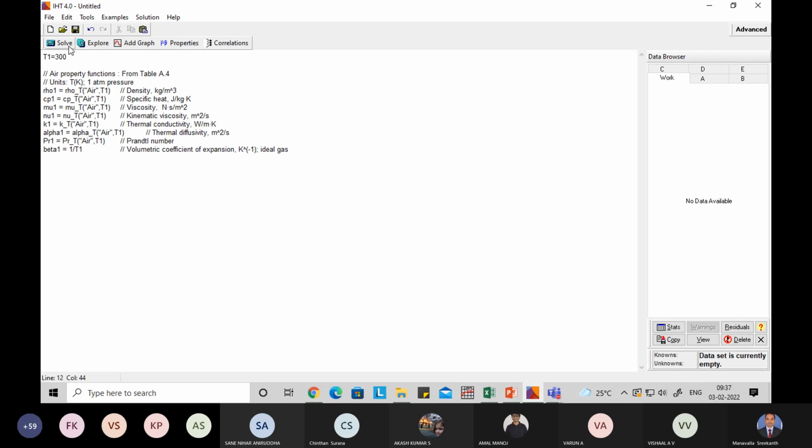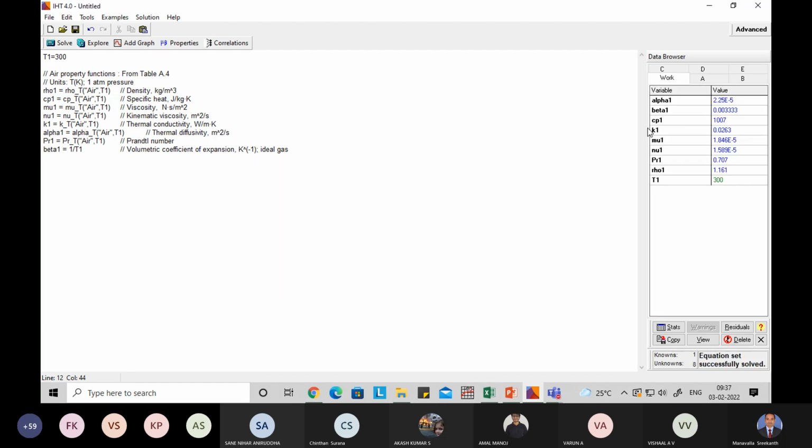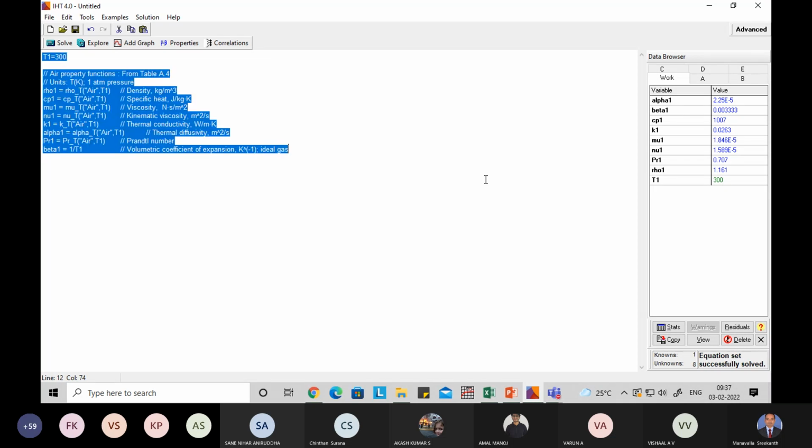Now I will solve this. When you solve it, you will see that all the property functions are available in this space. Now you can use these values to do some calculations. For example, Q is equal to minus KA dT by dx. The K you can take from here. So this is one feature of this particular software.